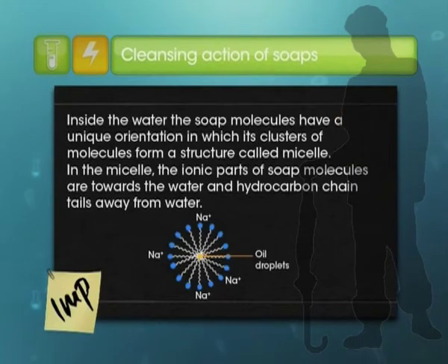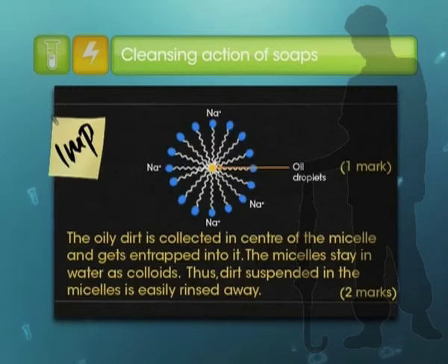Inside the water, the soap molecules have a unique orientation in which its clusters of molecules form a structure called a micelle. In the micelle, the ionic parts of soap molecules are towards the water and hydrocarbon chain tails away from water as shown in the diagram. The oily dirt is collected in the center of the micelle and gets entrapped into it. The micelles stay in water as colloids. Thus, dirt suspended in the micelles is easily rinsed away.